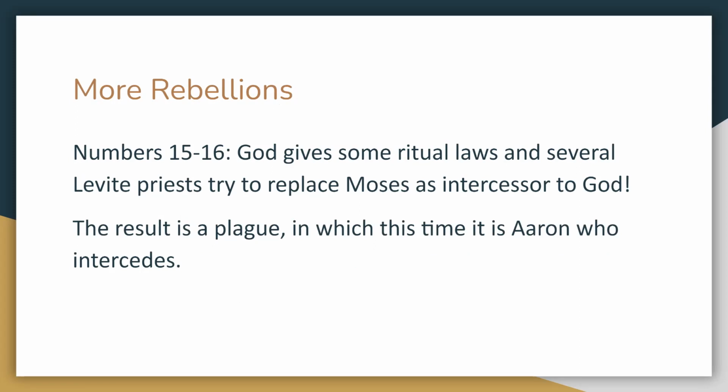In Numbers 15 and 16, those two chapters, God gives some ritual laws, and several Levite priests try to replace Moses as the intercessor to God. The result is a plague, in which this time it is Aaron who intercedes and stops the plague.